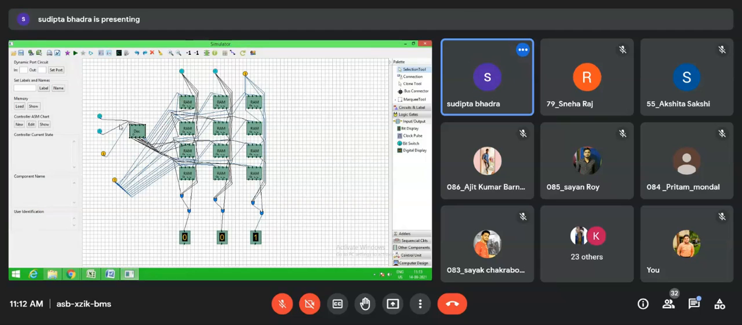Here when 00, then D0 will work, meaning this first word, the first row. This RAM is a 4:3 RAM, meaning four words, four rows, and each word has how many bits? 3 bits. Here you see that inputs are 3-bit, outputs are also 3-bit. So the word size is 3-bit, and there are 4 words.